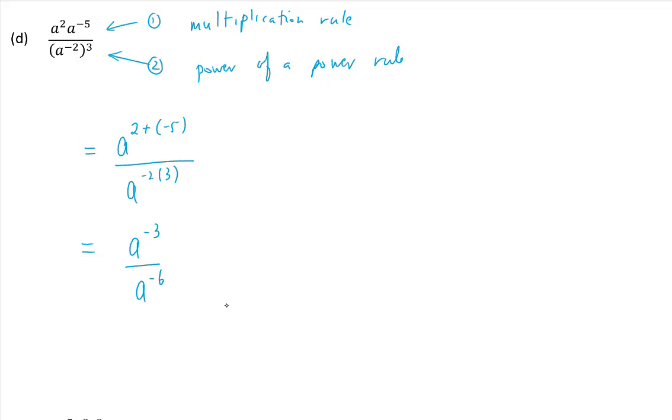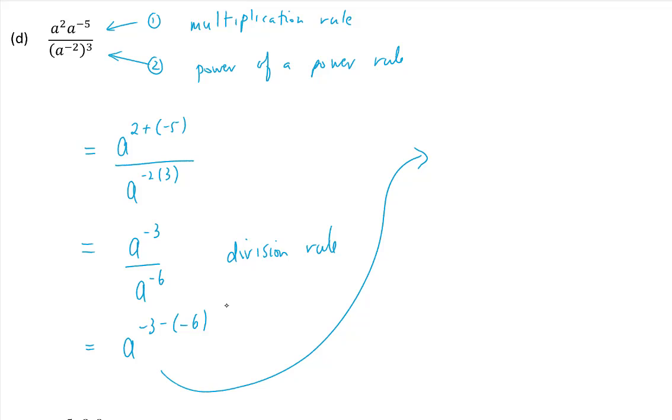Since I'm now dividing powers with the same base, I'm now going to need my division rule. Division rule states that I keep the base and subtract the exponents. If I do that, negative 3 minus negative 6 is the same thing as negative 3 plus 6. I get a cubed, and I'm done. I don't need to flip the base because the exponent is positive. So 3 rules that we needed for this one: multiplication, power of a power, and our division rule.